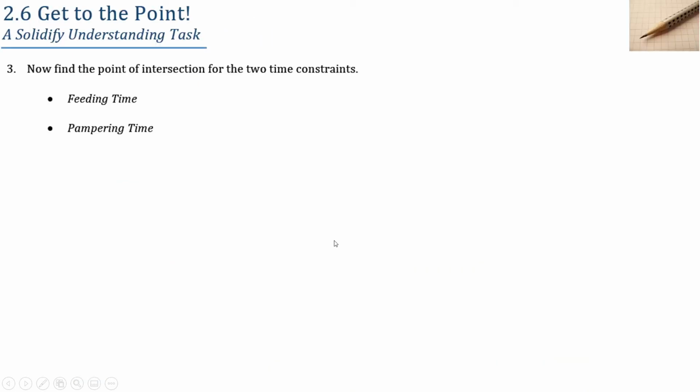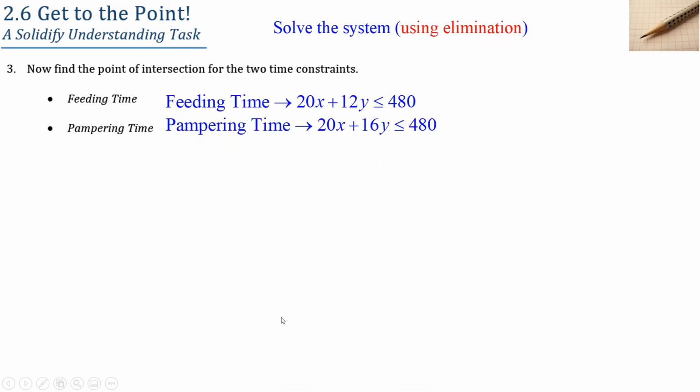All right, number 3. Now find the point of intersection for the two time constraints. All right, we have 2 more constraints, and we already found both time constraints for feeding time and pampering time. And we're going to solve this using elimination. So feeding time was 20 times x plus 12 times y is less than or equal to 480. So that was the feeding time constraint. And the pampering time constraint was 20 times x plus 16 times y is less than or equal to 480 also.